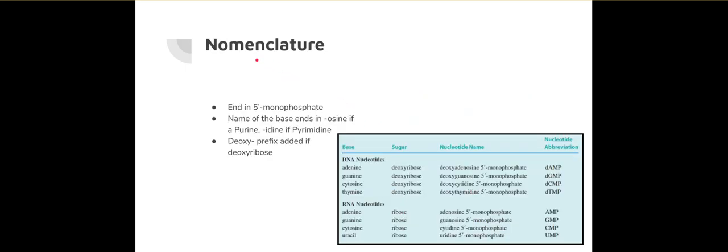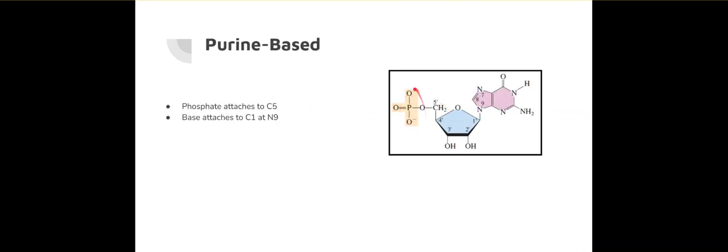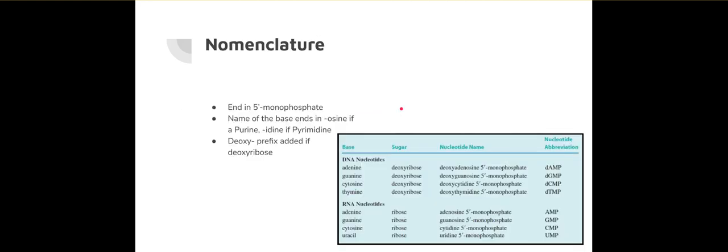How do you name these guys? Well, it ends in 5-monophosphate because they all have this monophosphate attached to that 5th carbon. And then if the base is a purine base, it gets osine as its ending. If it's a pyrimidine base, it gets idine as its ending. And then deoxy gets prefixed onto it if it's a deoxyribose.